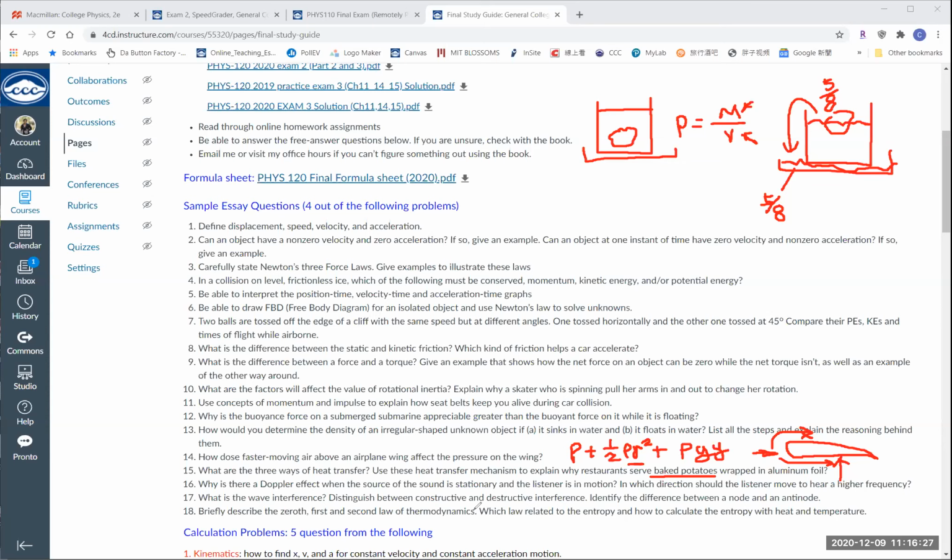So it happens when either the source or the listener is moving. And in what direction can you hear a higher frequency? Well, the direction is if they move toward each other. If they move toward each other, then you are going to have a higher frequency.